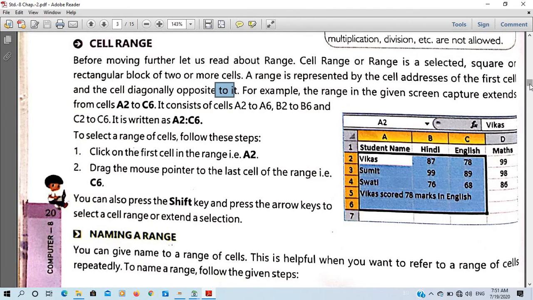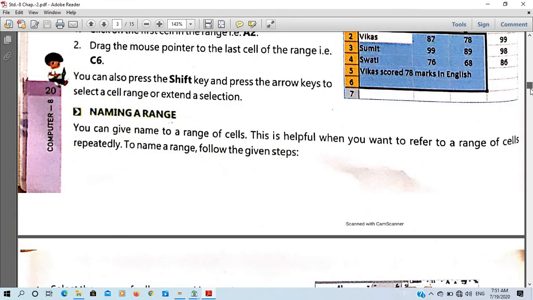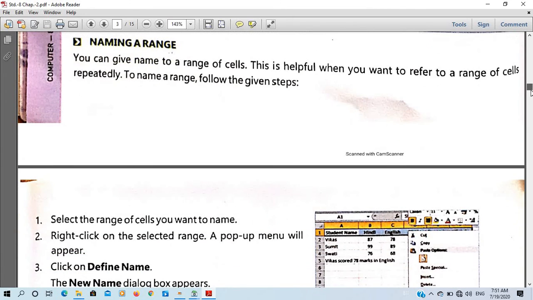You can underline it in your book. Now an example is given, you can understand it. I had already explained it to you. Now, naming a range of cells. We can also give a particular name to a group of cells, which is also known as a range. Yes, so we can name them.